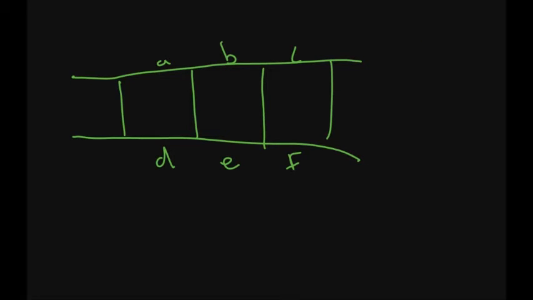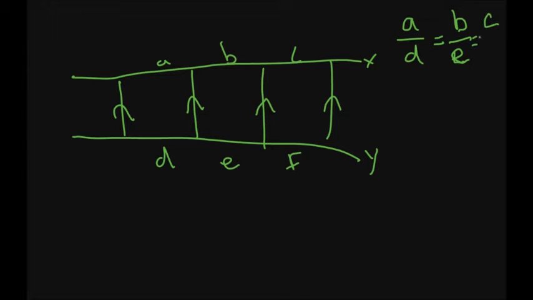Alright, so now we got two lines there. Let's call them x and y. They are not parallel, but the lines between them are all parallel. If those are parallel, then you can start making proportions. You could say a over d equals b over e, which also equals c over f. So if I was to put some numbers here, let's say this is 20 and this is 22, and let's do f. Let's say f is 26.